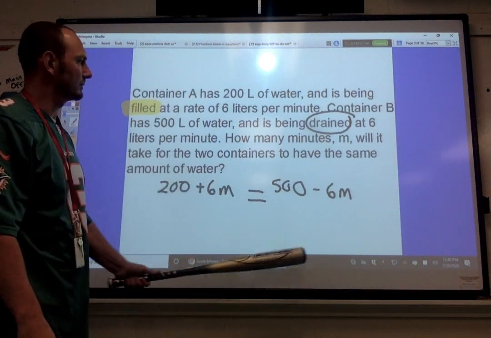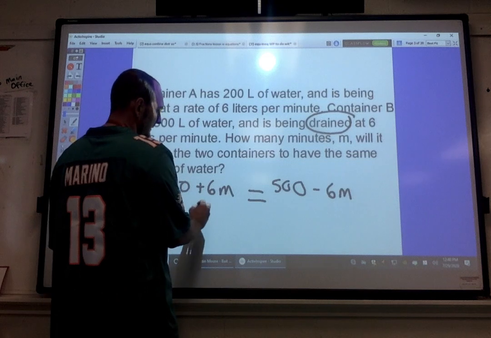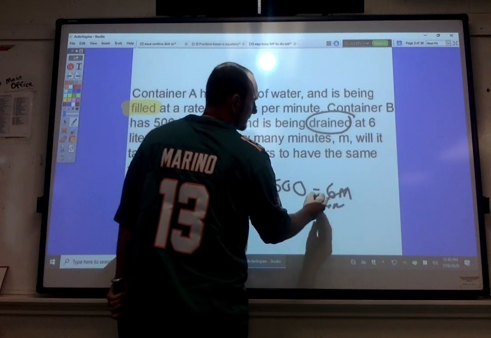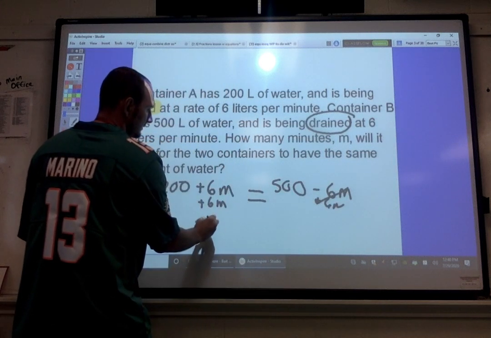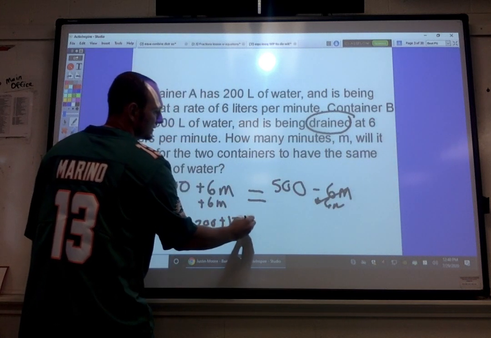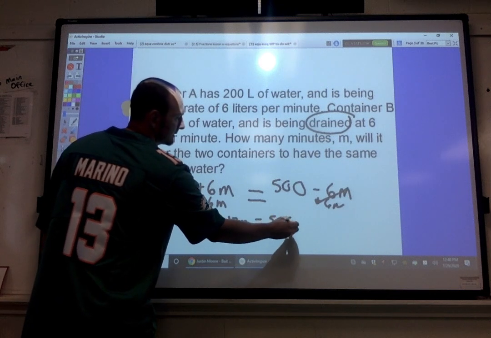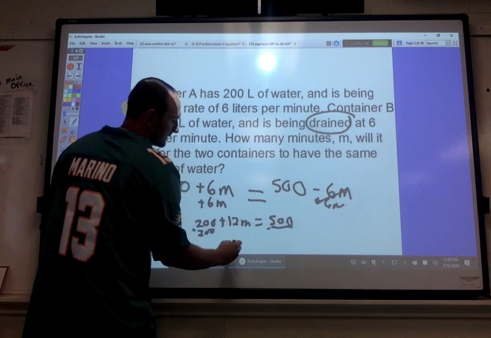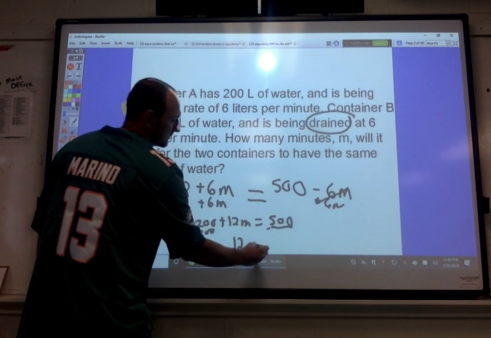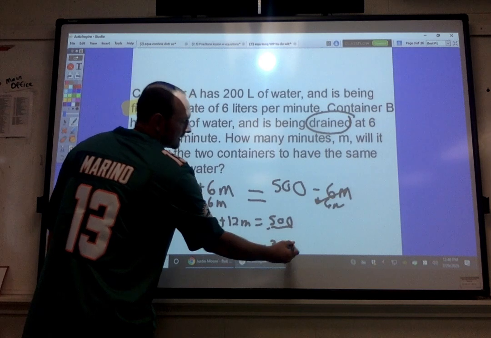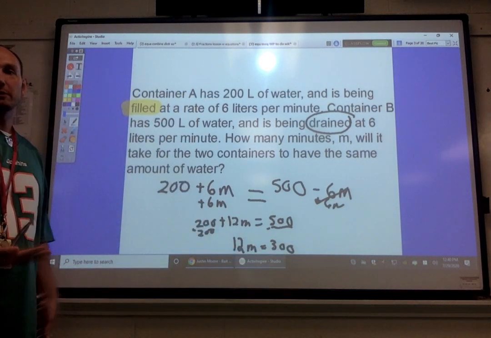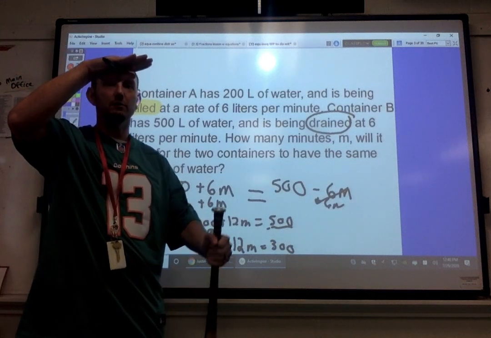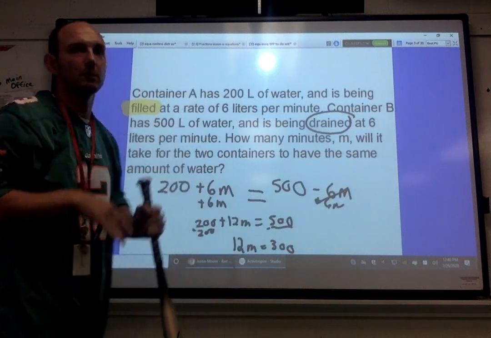So we take the variable, move it to the other side, either one of them. I'm going to add 6 here, 6 here. So 200 plus 12M equals 500. Subtract the constant, the 200. So 12M equals 300. I've not got enough room to divide that. You'll have how many minutes it takes for these 2 containers to be the same. So one's going down, the other's coming up, and then they are equal.